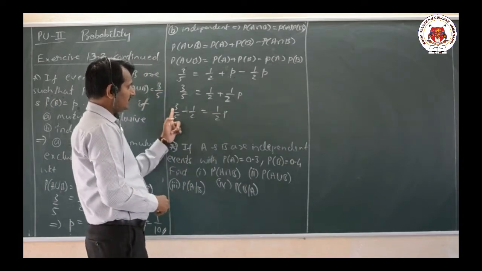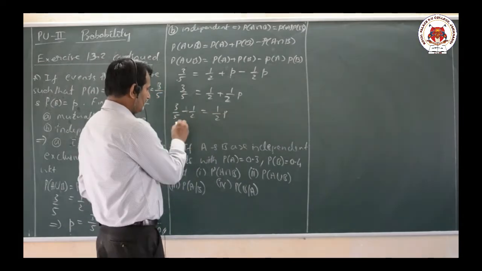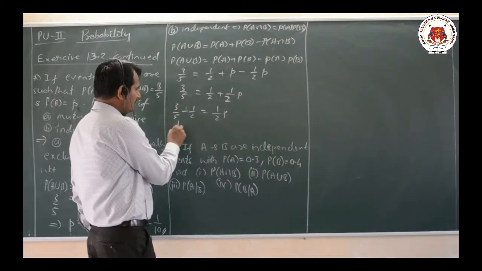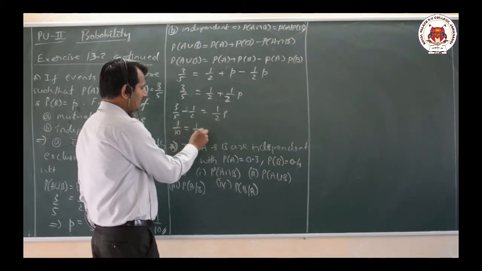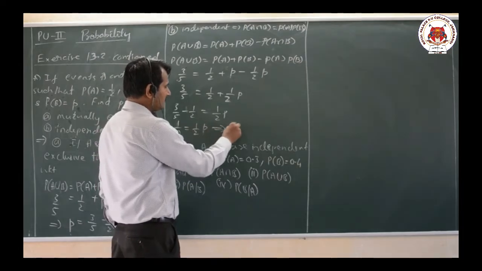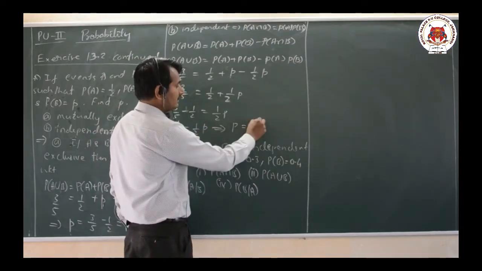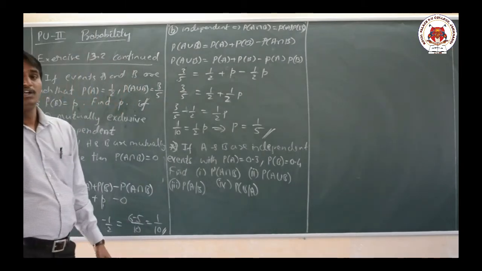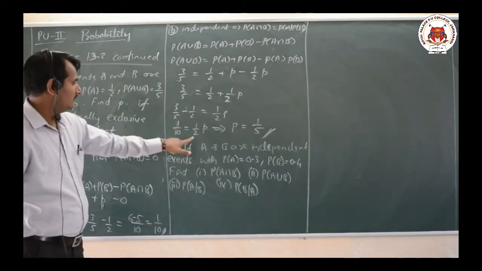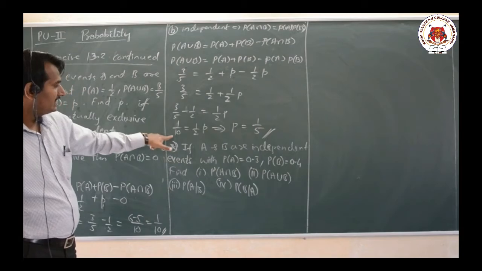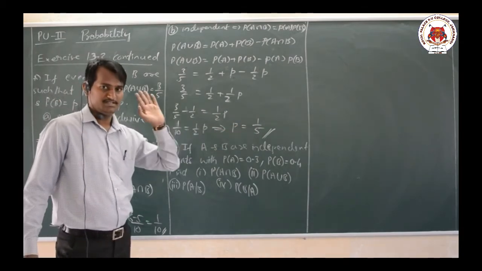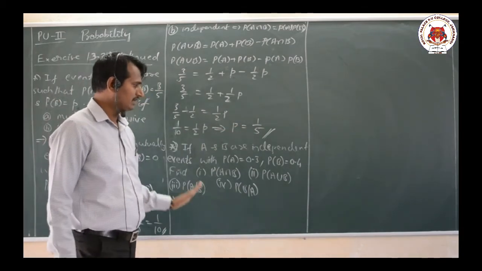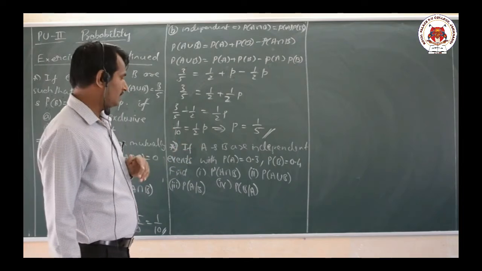So what we get here is 6 minus 5 divided by 10, that is 1 divided by 10, equal to 1 by 2 p. That implies p value will be 2 by 10, that is 1 by 5, and that is our required result. If you cross multiply, 2 by 10 is 1 by 5. That was a quite simple and easy example.